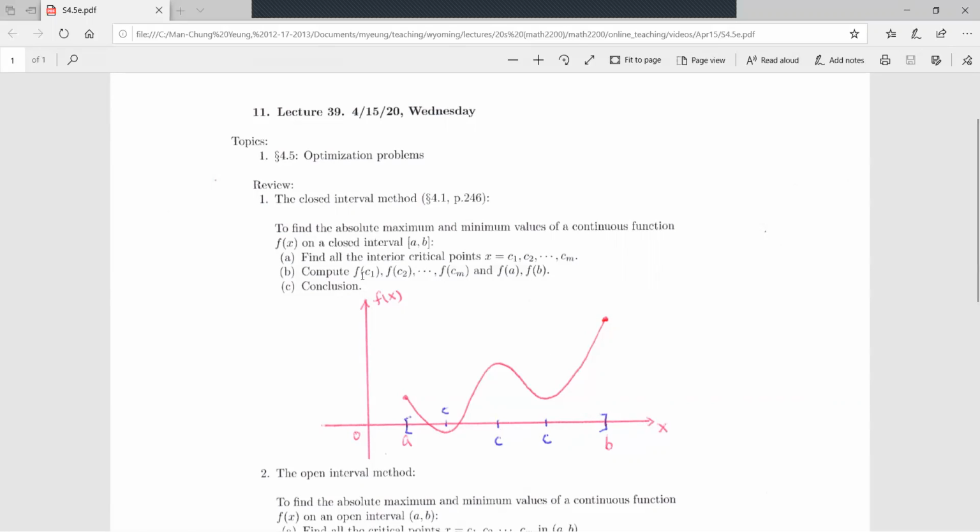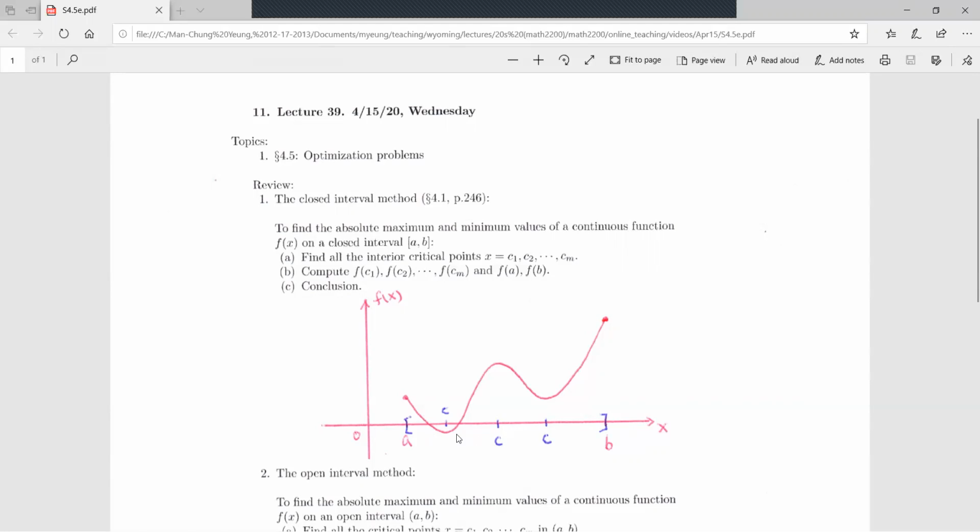Then compute function values at the critical points and also at the 2 endpoints. Compute function values at these 3 points, also at the 2 endpoints, because a maximum or a minimum can appear at endpoints. Okay. Then step 3, make conclusion.